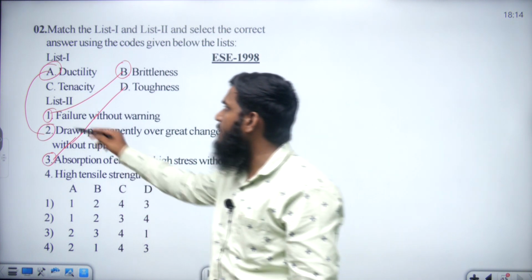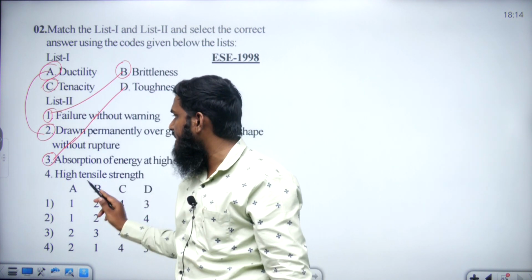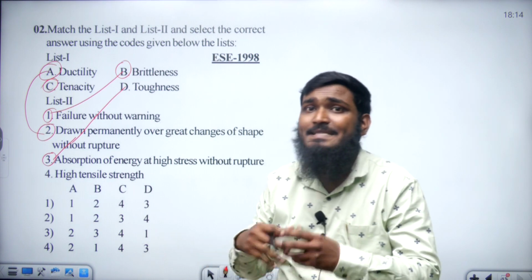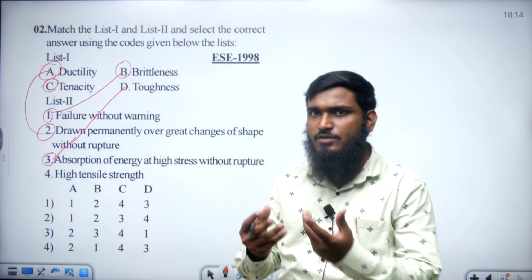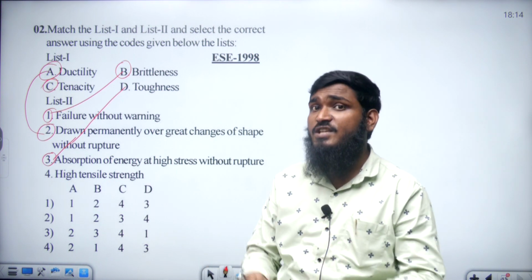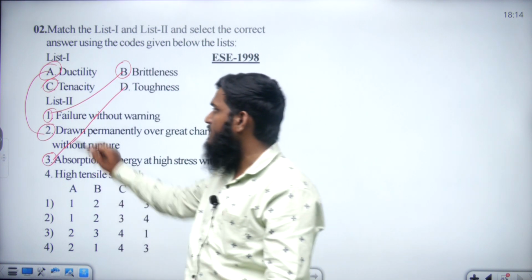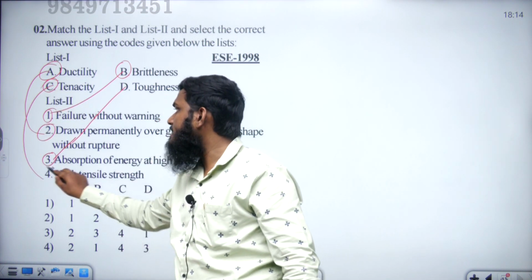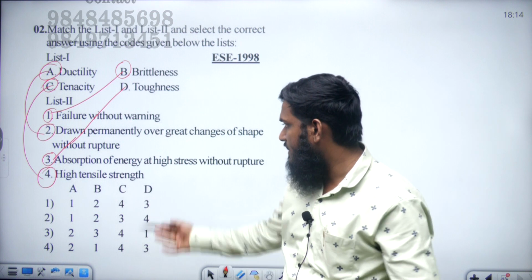Okay. Now what is the remaining part we are having? C, tenacity. Tenacity means what? It is related to tensile strength. It is also related to strength only, but which strength? Tensile strength. Tenacity means tensile strength. Okay.